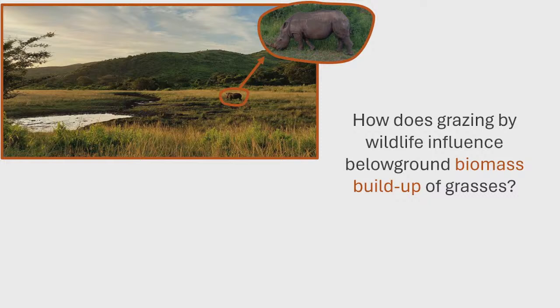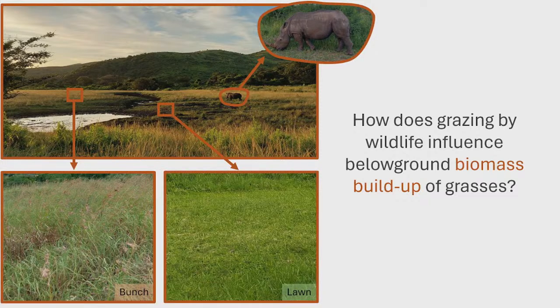So grazing by wildlife can influence the below-ground biomass of grasses in different ways. So they can shift the species composition from perhaps a system that has a lot more bunch grasses, which are tall-growing grasses with vertical growing roots, to maybe a system that's more grazing adapted, where they have lawn grasses, which are these short, mat-forming grasses with a different root structure.